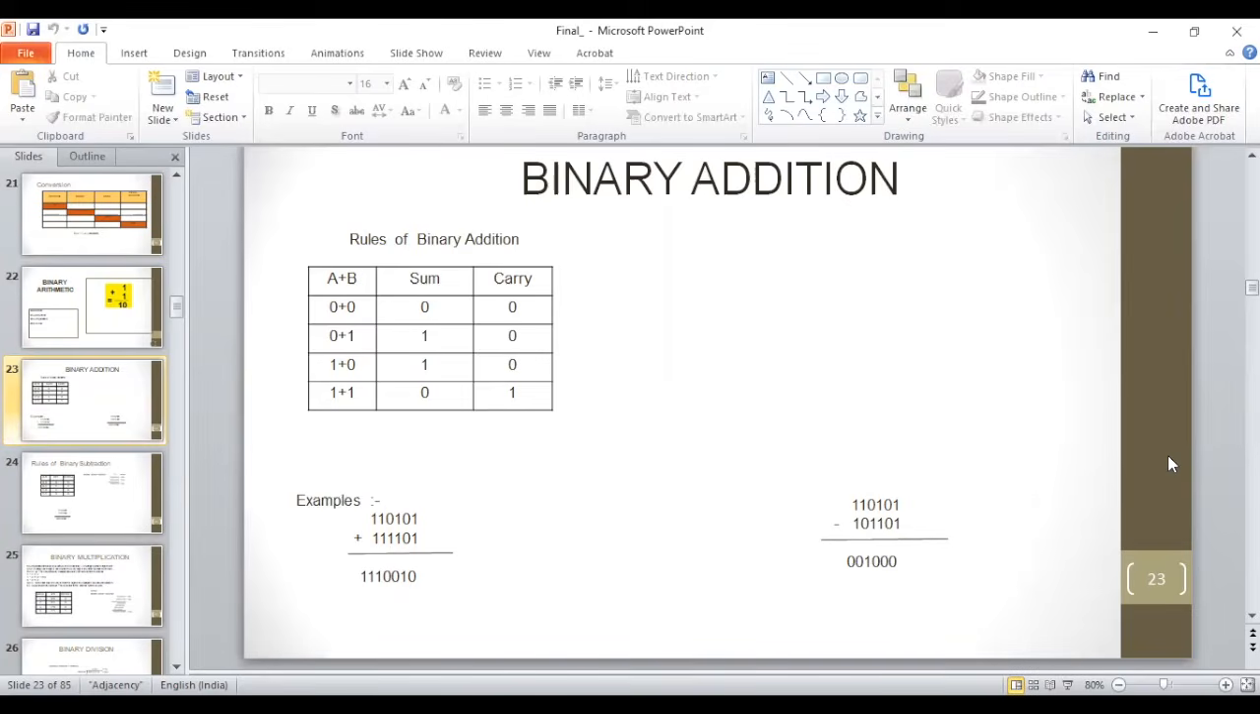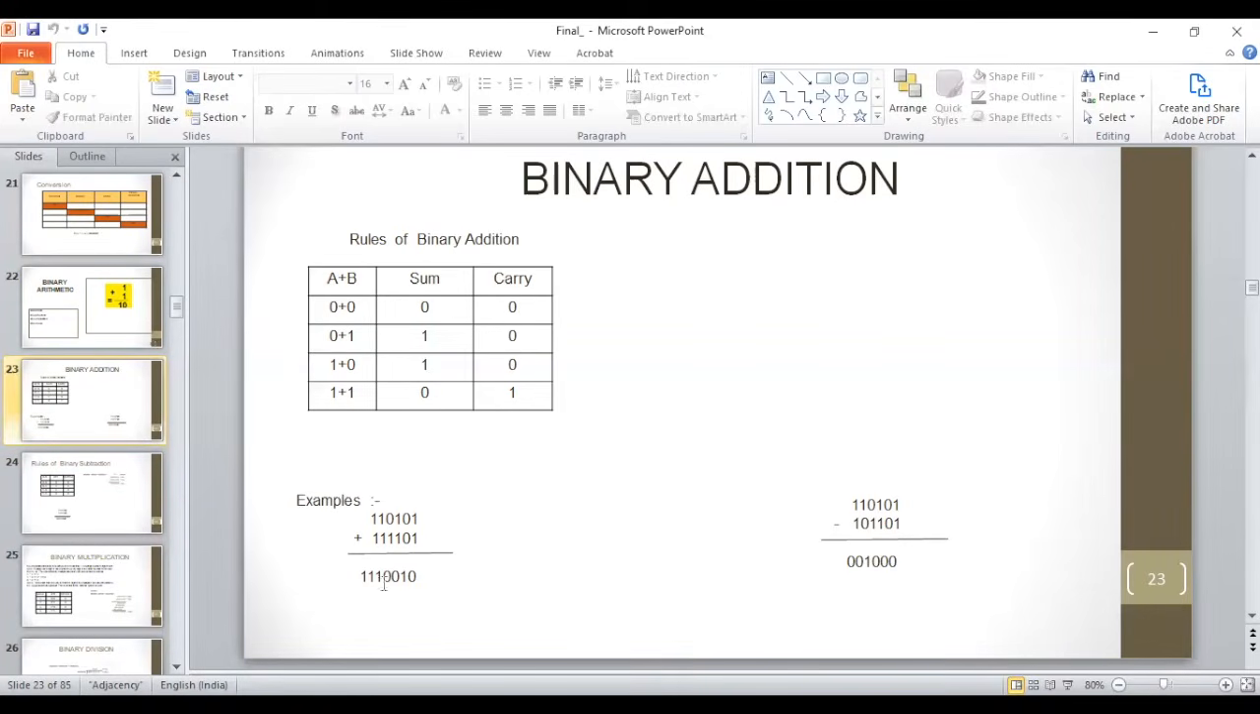Similarly, you can subtract. I'm taking one example. 1 plus 1 is 0 with carry 1. 0 plus 1 plus 1 is 0 with carry 1. 1 plus 0 is 1. 1 plus 0 is 1. Then 1 plus 1 is 0 with carry 1. 1 plus 1 is 0, but carry 1 was there, so we added it. I hope I make it clear.